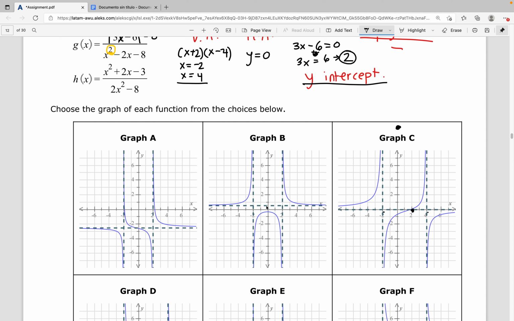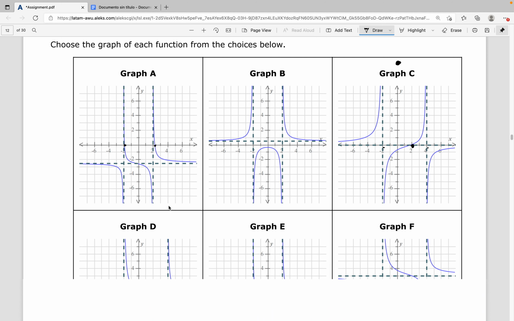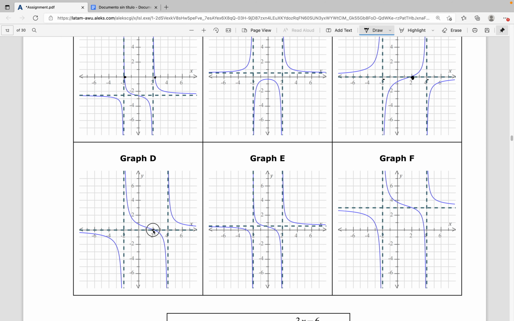This one doesn't touch any, there are no x-intercepts. This one, there are two x-intercepts actually, right here, but they're not the one we're looking for, which is 2. So this one's not it. And then we have this one. It also has a 2. Okay, so this one's also an option because it has two vertical asymptotes and the values we're looking for.